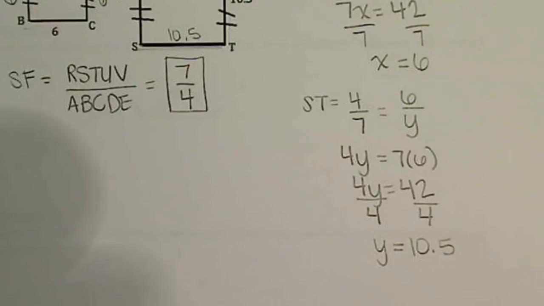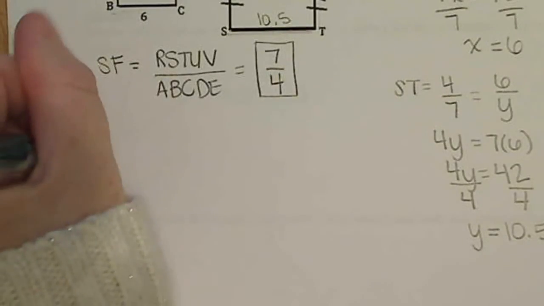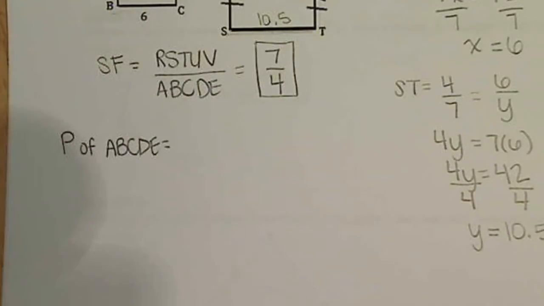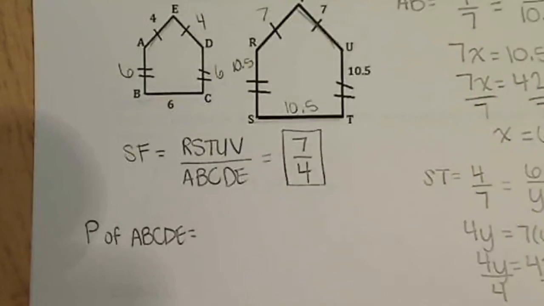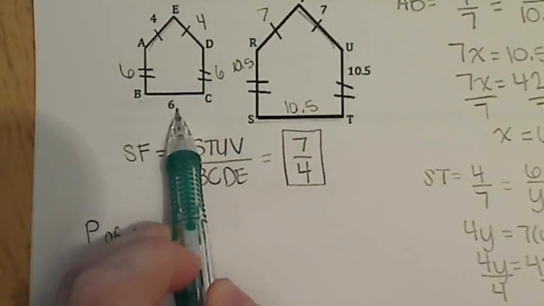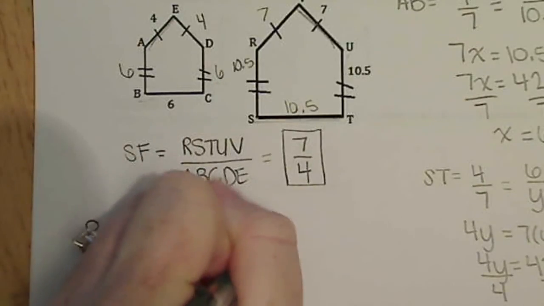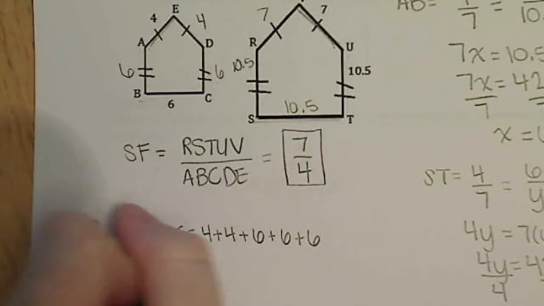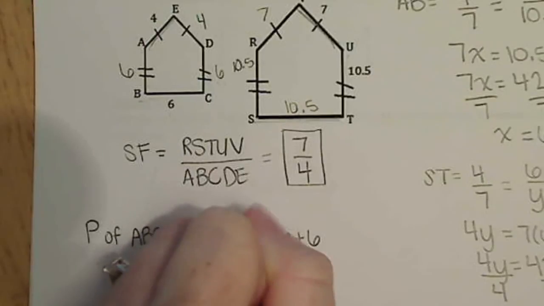Now we can find our perimeter. So we want to find the perimeter of ABCDE. Now remember, perimeter means add up all your sides. So we've got 4 plus 4 plus 6 plus 6 plus 6. So the perimeter is 24 units.